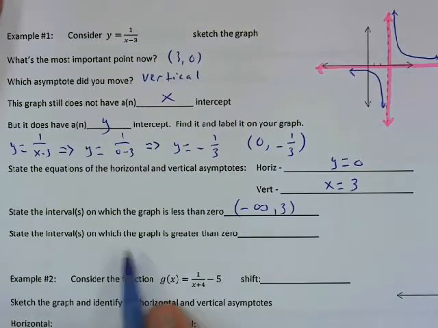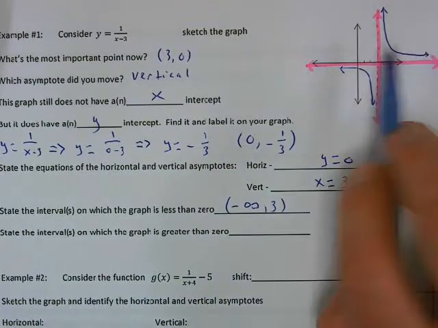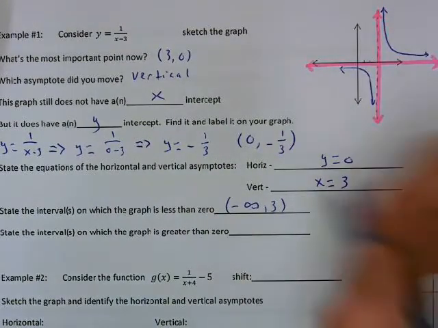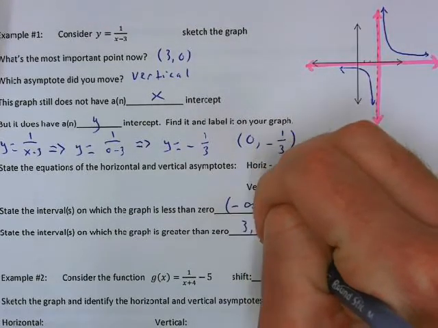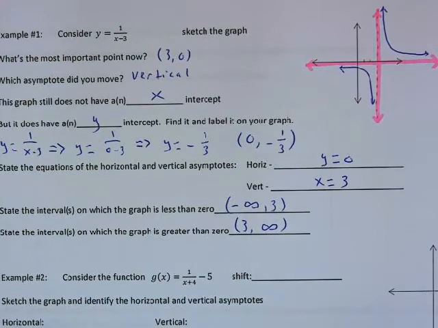State the intervals on which our function is greater than 0. In other words, above the x-axis. Well, that's this piece up here. So from our asymptote to positive infinity. So from 3 to positive infinity. Okay? And then that's it for that example.